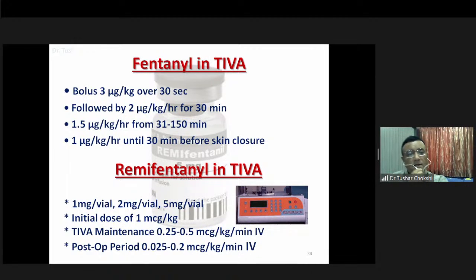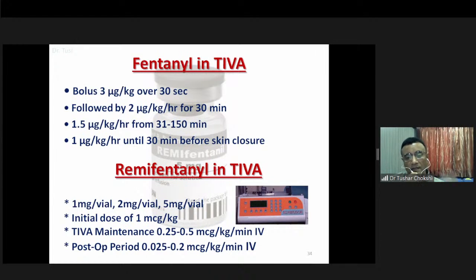Now remifentanil, as Dr. Siv told, is not available in India, but we are fortunate that within 6 months 2 companies are coming to India with remifentanil. It is available as 1 milligram per vial, 2 milligram per vial, and 5 milligram per vial. Initial dose is 1 microgram per kilogram. It is a very short-acting drug and a very beautiful drug. All over outside India, more than 190 countries are using remifentanil in all anesthetics. But in India we don't have this molecule, so we are not able to use it.